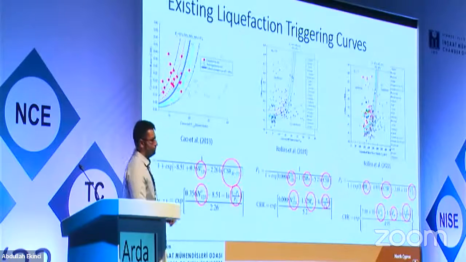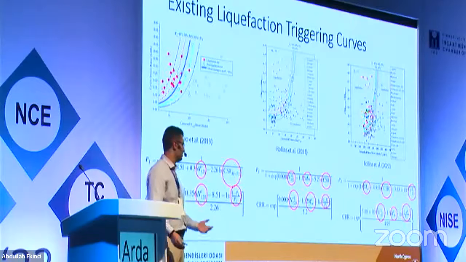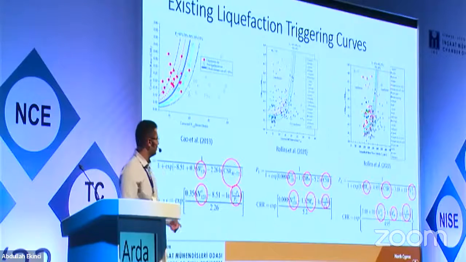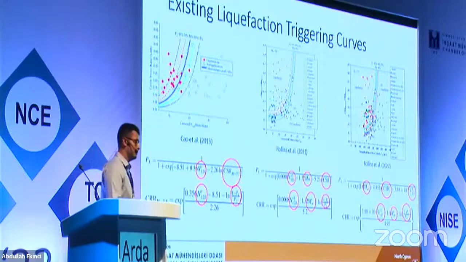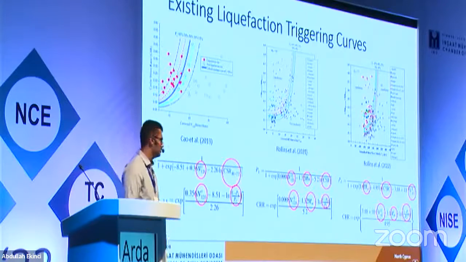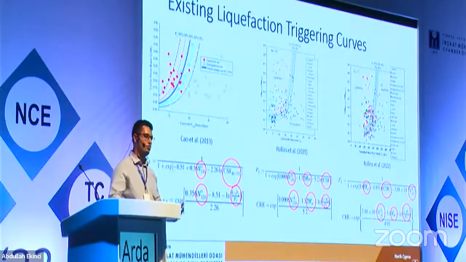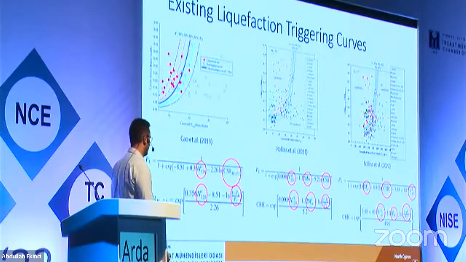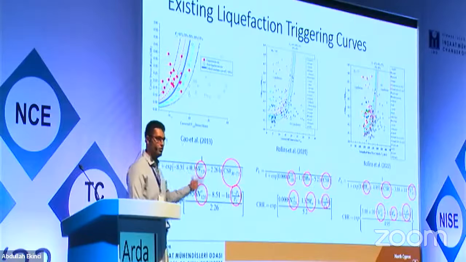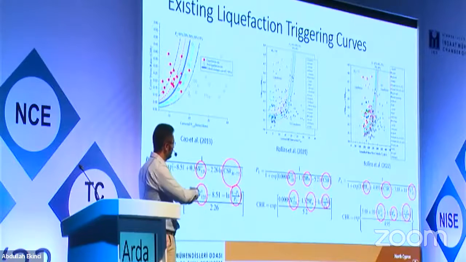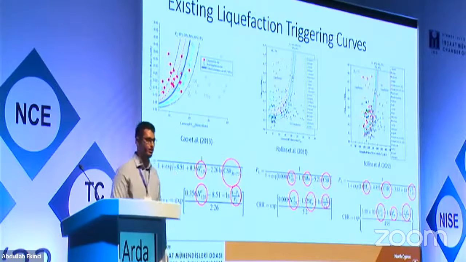After this, recent studies show that we have some triggering curves, and they use some parameters inside their triggering curves. After Sao, which is one of the most used curves currently, Rollins adapted moment magnitude inside his triggering curve.